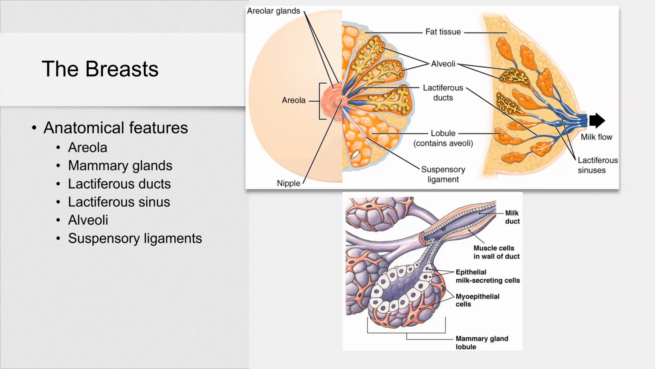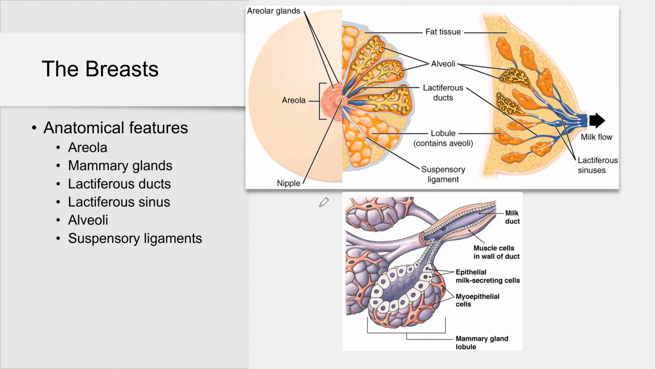Also inside, you can see this suspensory ligament that separates the breast into lobules. And lobules contain alveoli, and alveoli are those units, right? Those units of mammary glands. So again, what do we have here? We have the areola, we have the nipple. Within the areola, we have areolar glands.